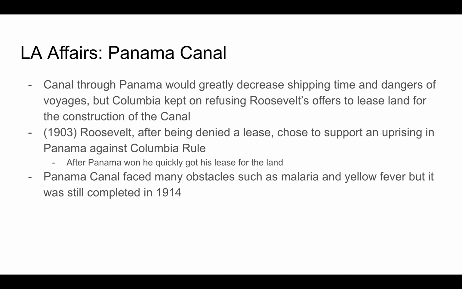Latin American affairs, the Panama Canal. The canal through Panama would greatly decrease shipping time and dangers of voyages, but Colombia kept on refusing Roosevelt's offers to lease the land for the construction of the canal. So, in 1903, Roosevelt, after being denied a lease, chose to support an uprising in Panama against Colombian rule. After the revolution, he quickly got his lease for the land. The Panama Canal faced many obstacles such as malaria and yellow fever, but it was still completed in 1914.